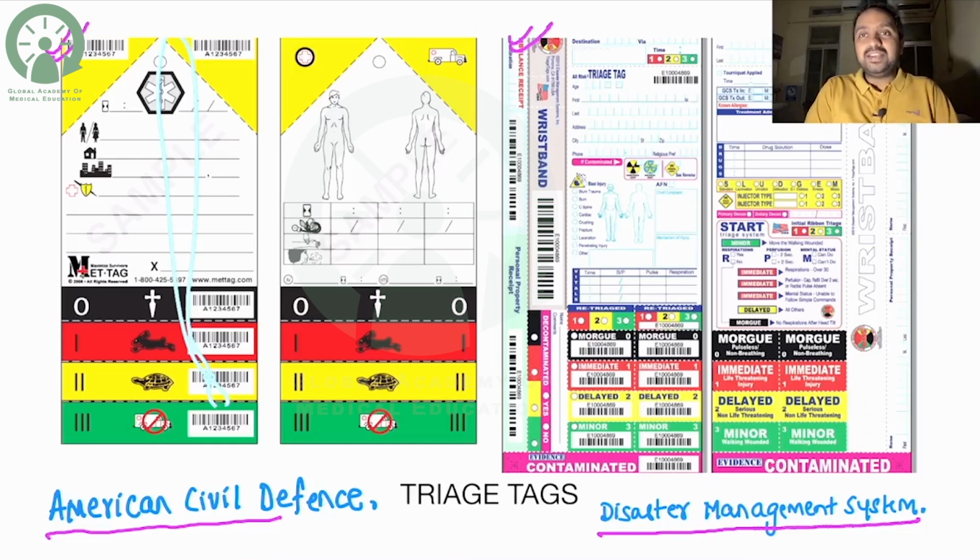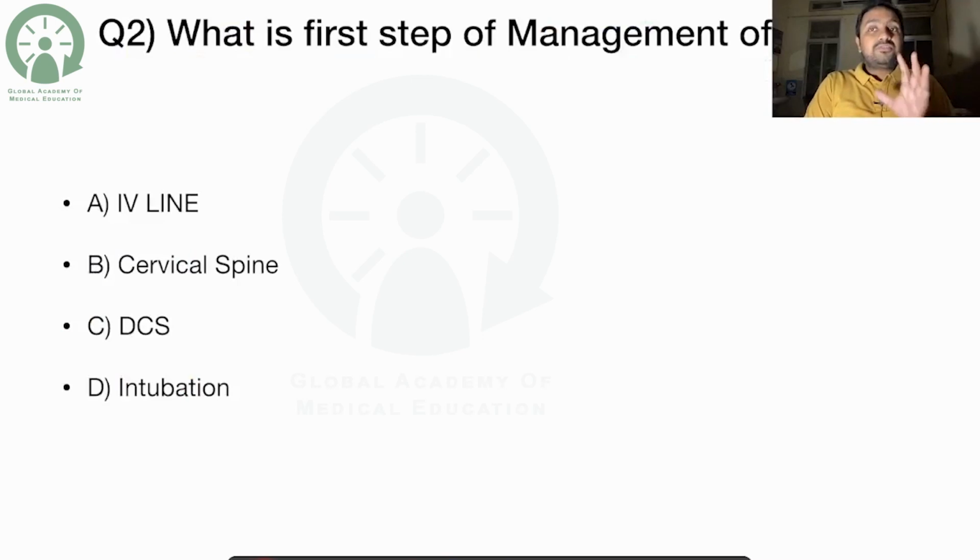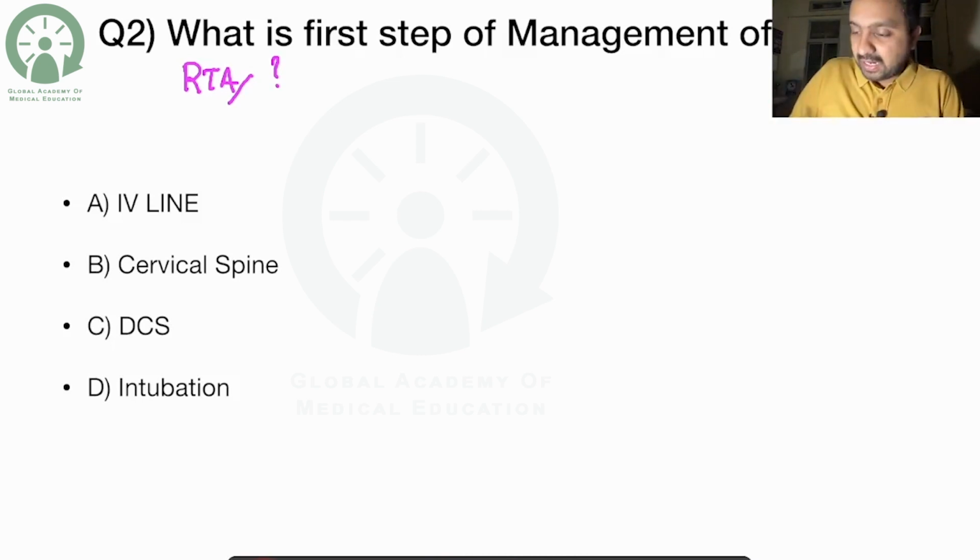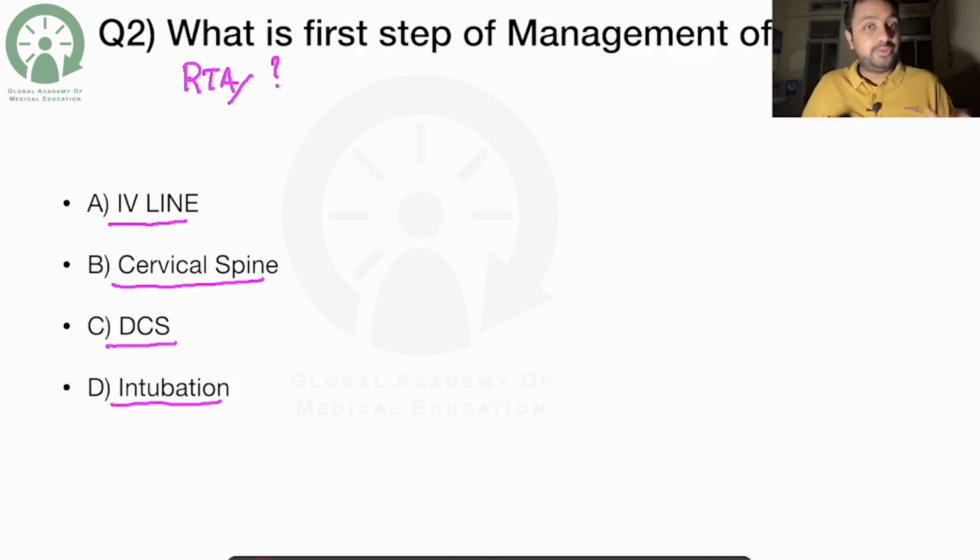Now moving down to the next question, we have, what is the first step in the management of your RTA? Right. Now, this is a basic question, but still we'll solve this because many of your students had made mistake in this question when they had discussed this. So the options given are IV line, cervical spine, damage control surgery, intubation. Right. Damage control surgery itself is a very important topic which we shall be discussing in one of our questions.